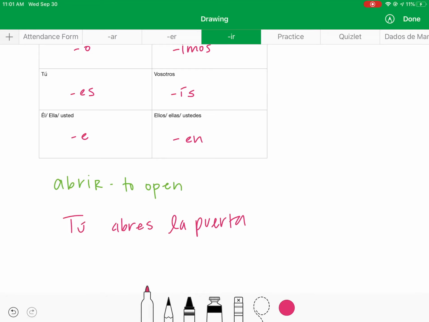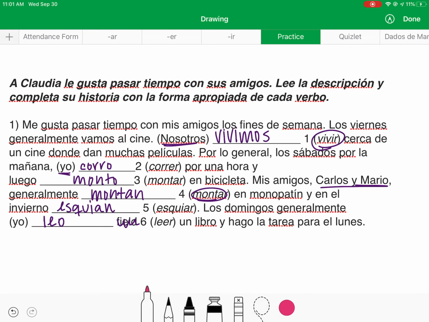Okay, I hope that makes sense. Go ahead and do the practice. On the practice, make sure that you are understanding. Understand the paragraph. I know that shows you the answers. Understand the paragraph while you're filling in the answers, and that will really help you with this subject.